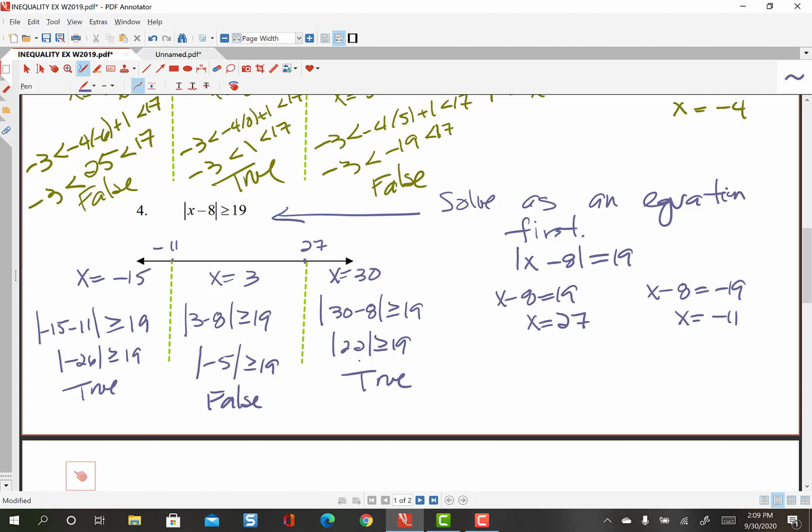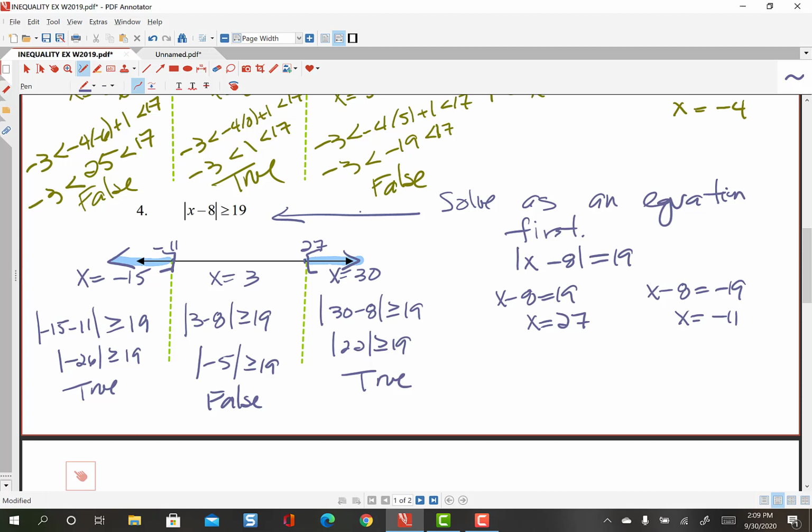So we want to kind of shade in where this is true. It's true here, and it's true here. Now the other thing is these were greater than or equal to, so that means we are going to include the endpoint, square bracket there.